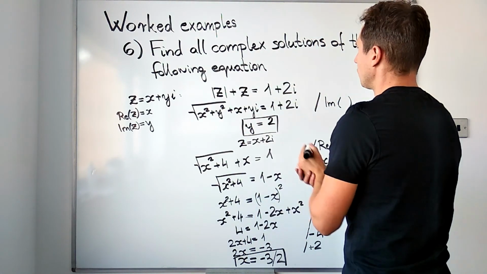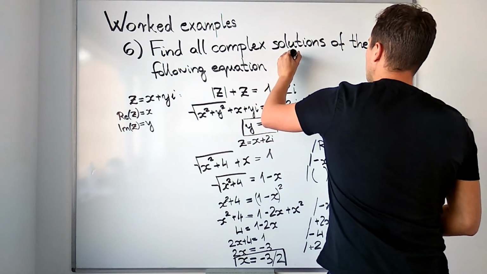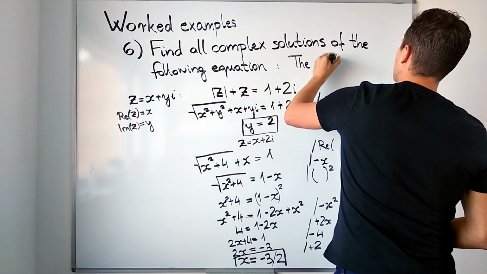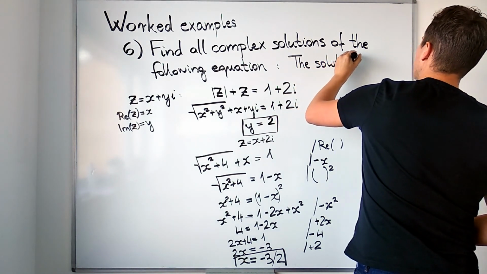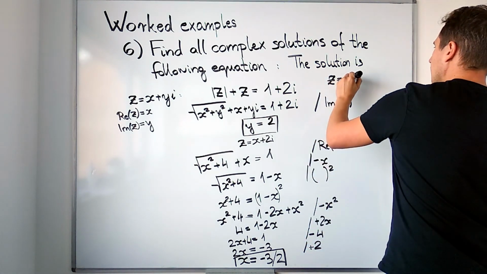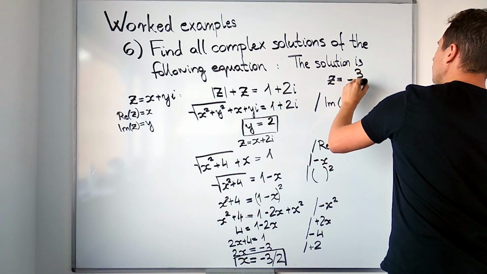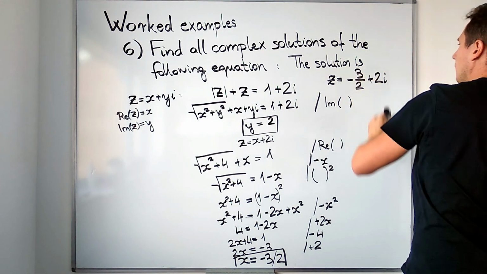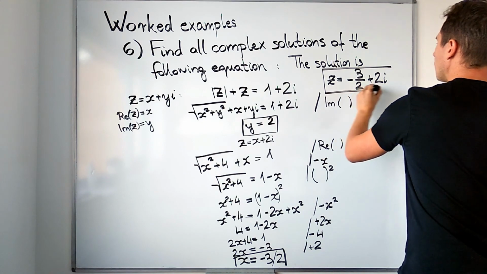So the solution is z equals negative 3/2 plus 2i. So this is the solution of this equation.